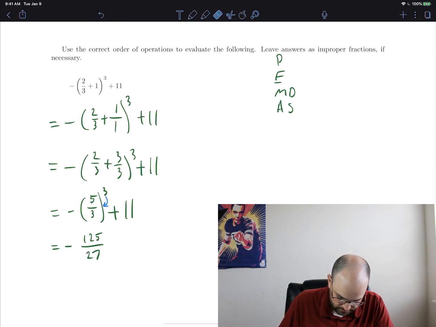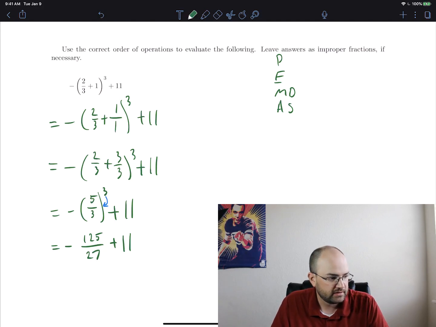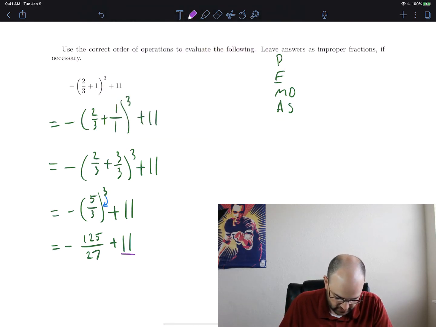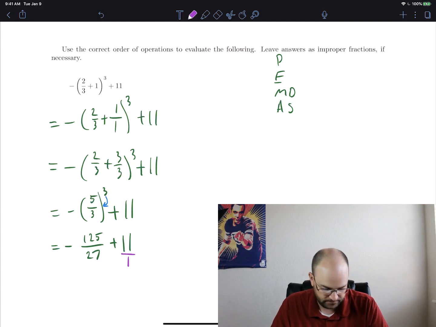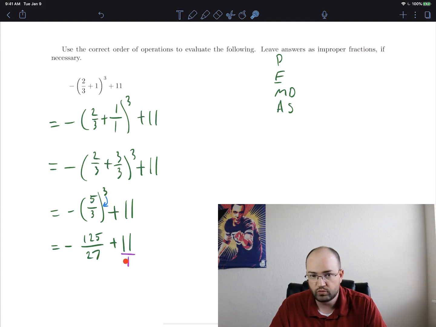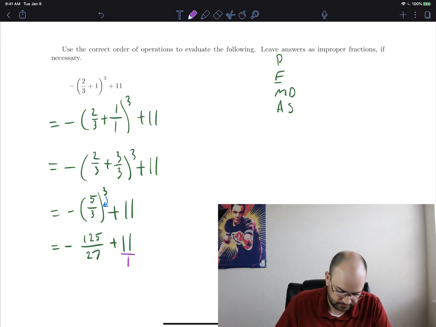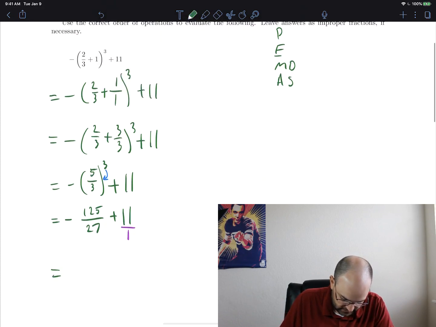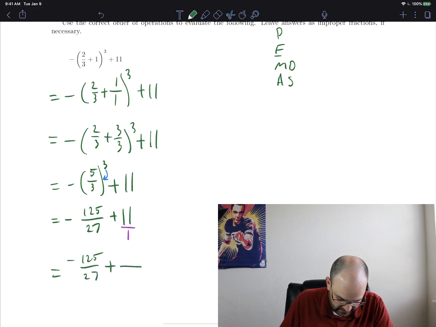And then plus 11 at the end. And at this point, we need to make sure that we go ahead and just add or subtract here, which we're going to add. Now, just a reminder, because there is an integer here, that's an over 1 with that, which means I need a common denominator between 27 and 1, which will be 27. So this is going to give me negative 125 over 27 plus something over 27.